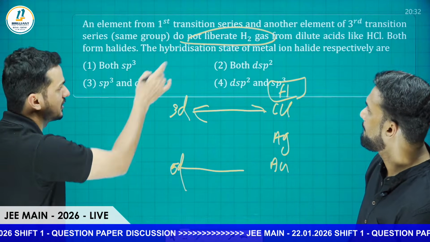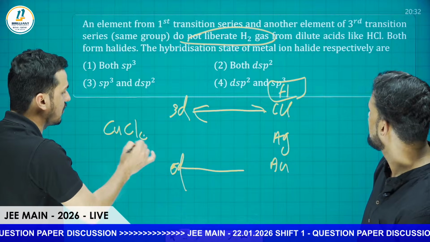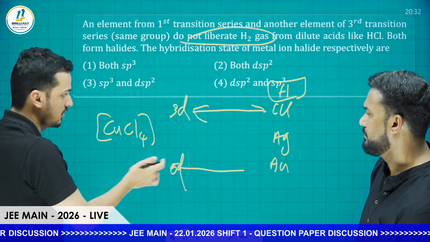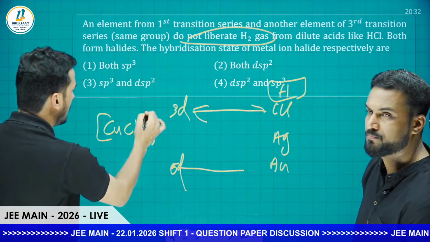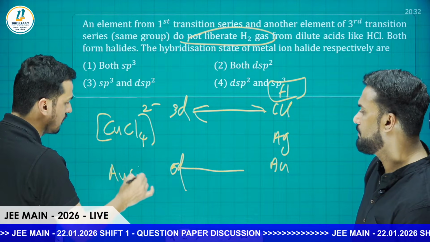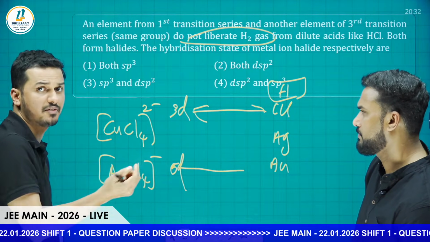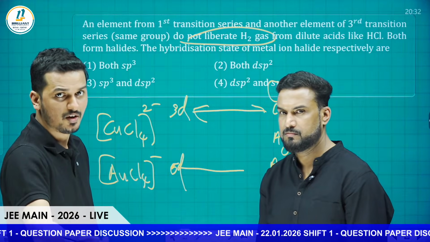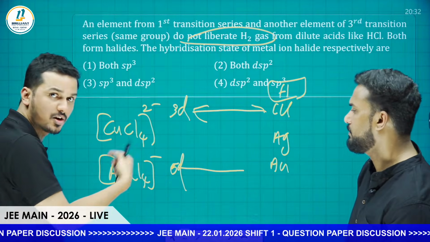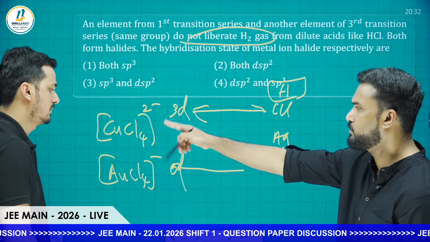Copper will react with chlorine and form CuCl4 2 minus. Gold means AuCl4 minus will come, because gold forms AuCl3, the plus 3 oxidation state, and one more chlorine comes, giving AuCl4 minus. Copper is plus 2, that's why 2 minus.